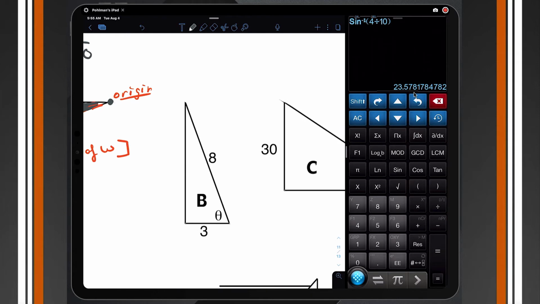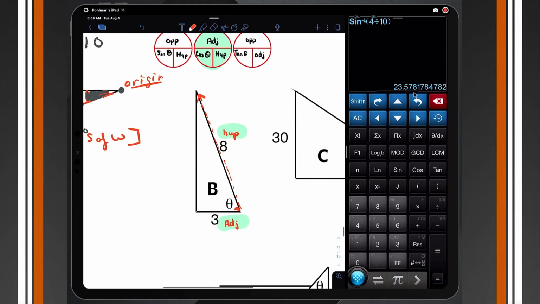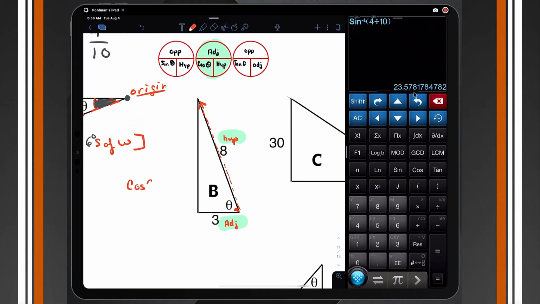We have letter B. Letter B, it says that we have our angle right here at the bottom. So that means this is my resultant vector right here. Okay. And to label my sides, I know that this is the adjacent side. This is the hypotenuse. So if we're to determine which formula to use, if I have the hypotenuse and adjacent side, that tells me cosine is the correct formula. So I'll put some information down here. We're going to have cosine theta, because I don't know what that angle is, equals 3 divided by 8, the hypotenuse.